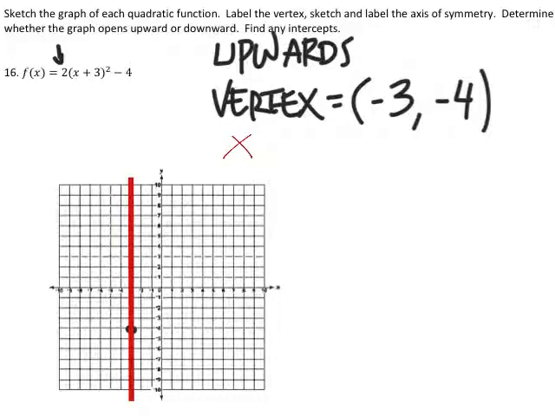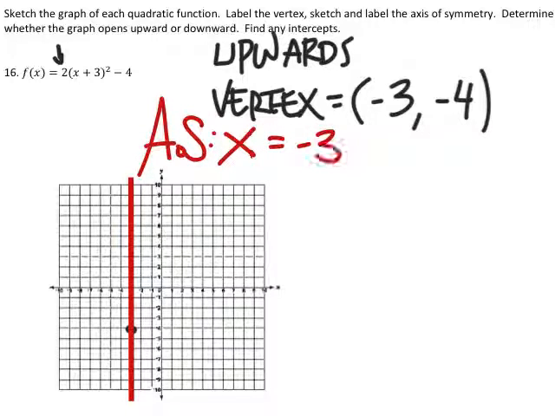Let me make that a little bit bigger. Axis of symmetry, x equals negative 3. That's the line. That red line you see on the graph. So since we know this opens upwards, we will have some x-intercepts. And we'll be able to find some y-intercepts as well. That's not equals, it's y-intercept, alright?